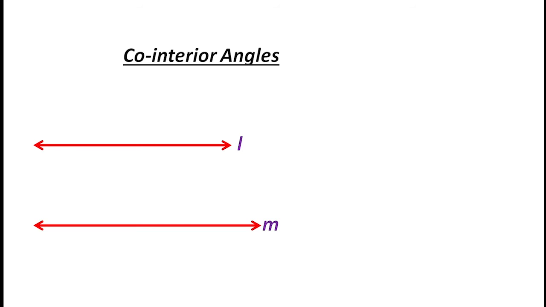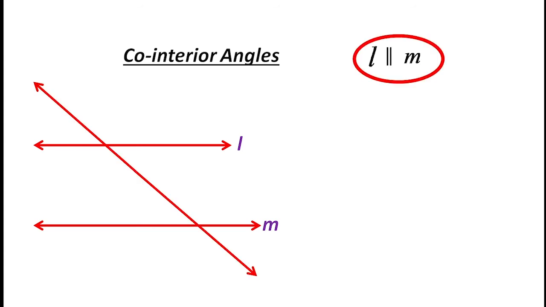Next we are going to discuss the co-interior angles. L and M are parallel. T is the transversal. Here I have marked 4 and 5. They are lying on the right side of the transversal and their sum is 180 degrees. Angle 4 plus angle 5 is 180 degrees.